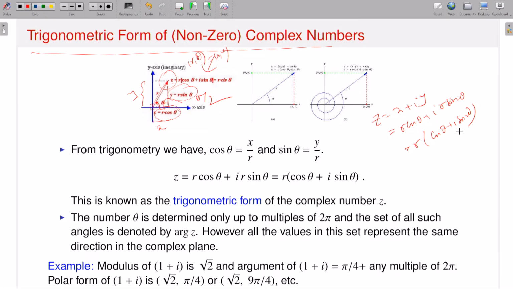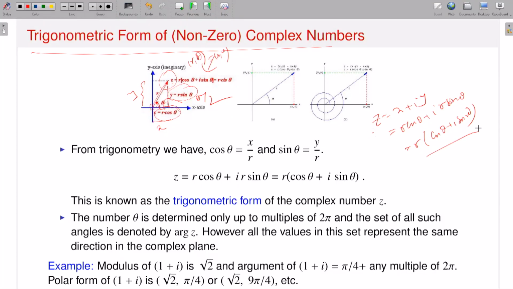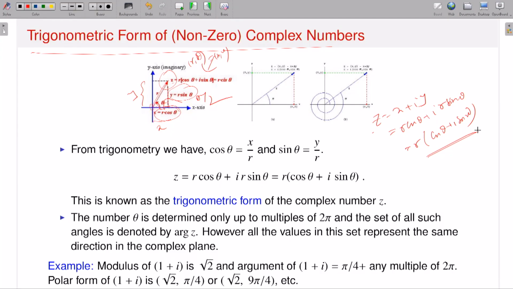What is my theta? Theta is the argument. What is my r? r is the modulus of the complex number, and this Z I can represent as r cosine theta plus i r sine theta. That is quite trivial, because on one hand I have a Cartesian representation x comma y, and on the other hand I have a polar representation r comma theta. r you know, theta you know. So by the trigonometric rule, x is equal to r cosine theta, y is equal to r sine theta. So r times cosine theta plus i sine theta is nothing but the trigonometric form.